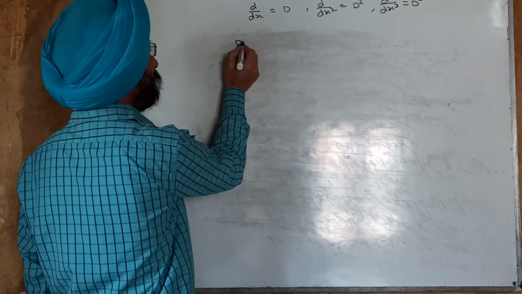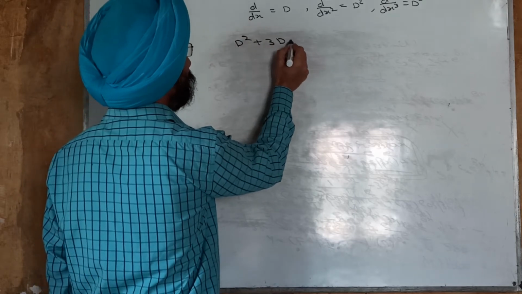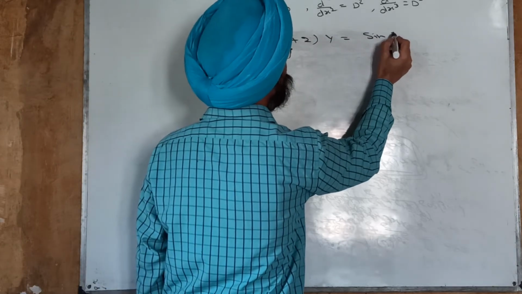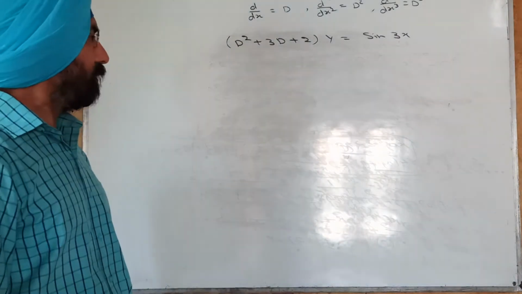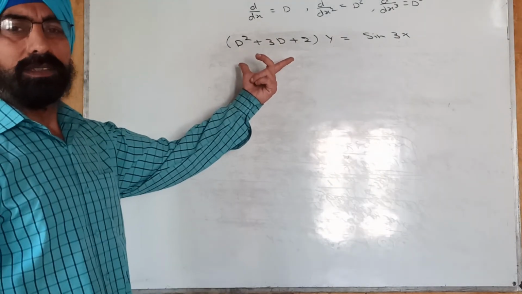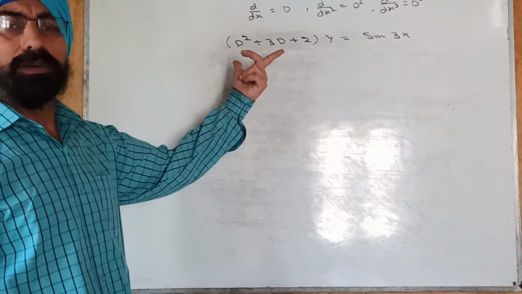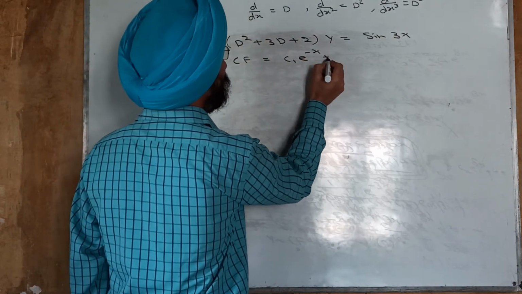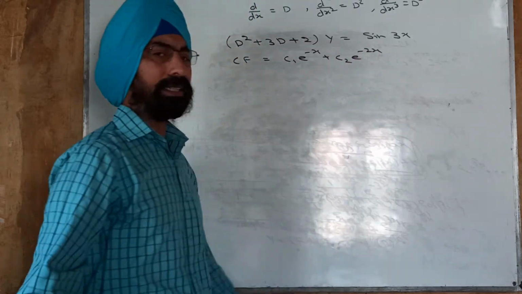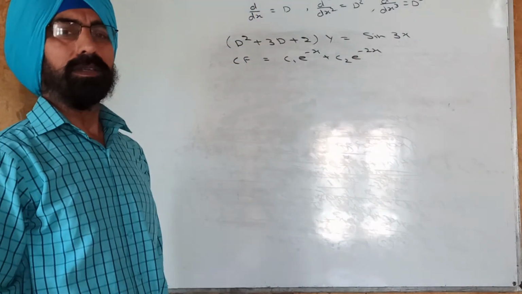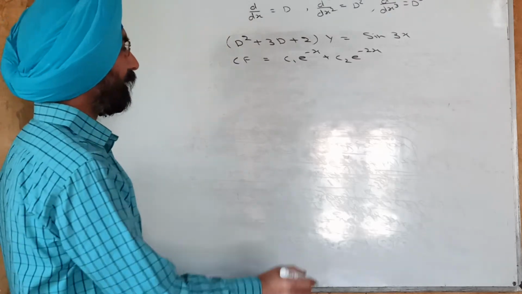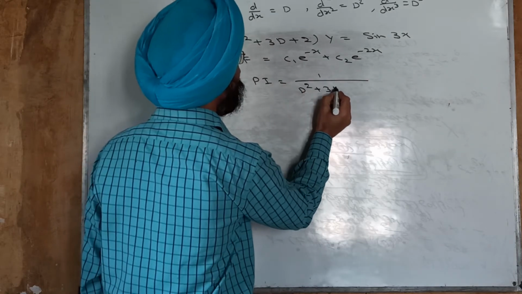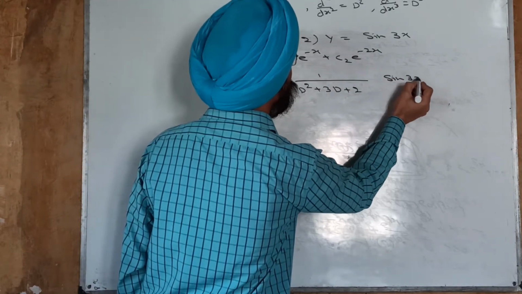Suppose your equation is D square plus 3D plus 2 y is equal to sine 3x. Suppose this is your question. You know the auxiliary equation. The roots of the auxiliary equation will be minus 1 and minus 2, and your complementary function will be c1 e raised to the power minus x plus c2 e raised to the power minus 2x. This will be your complementary function, where we are to concentrate on the particular integral. Particular integral will be 1 upon D square plus 3D plus 2 sine of 3x.